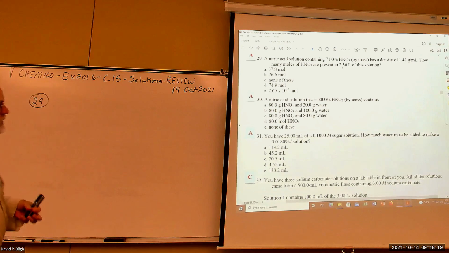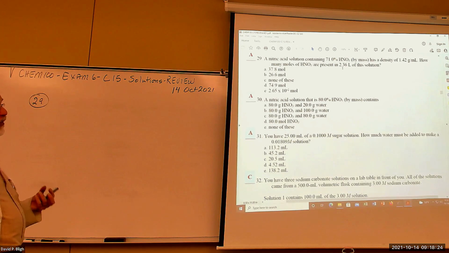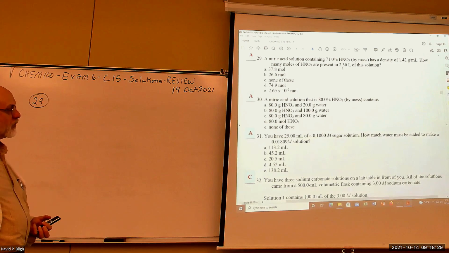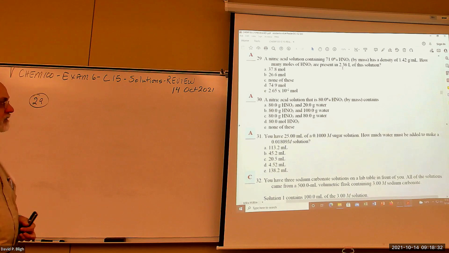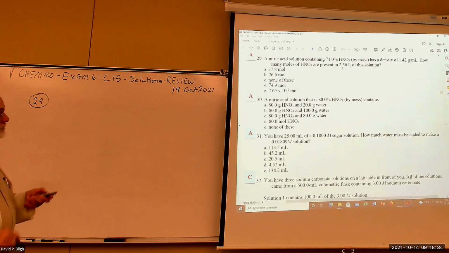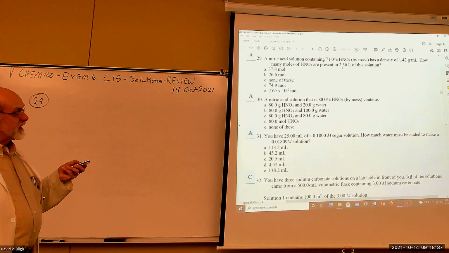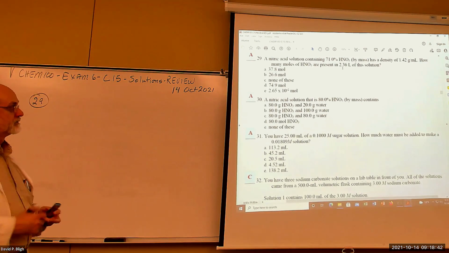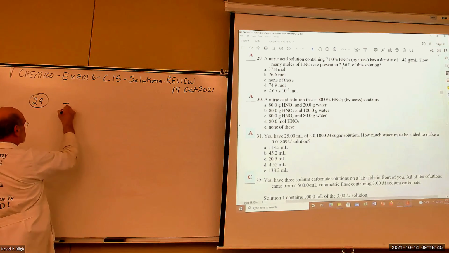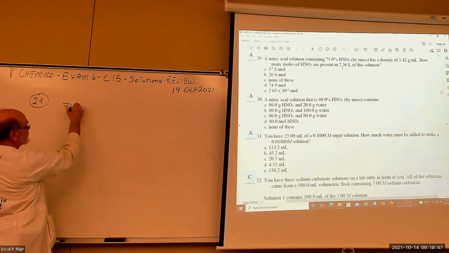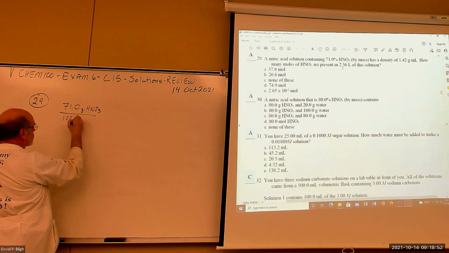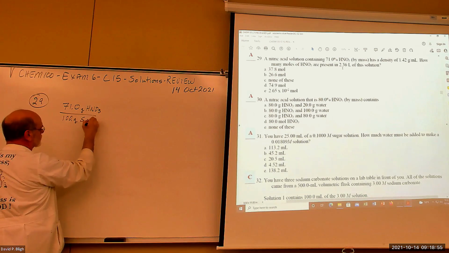A nitric acid solution containing 71% HNO3 by mass has a density of 1.42 grams per milliliter. How many moles of HNO3 are present in 2.36 liters of this solution? Okay, first of all, this means 71 grams per 100 grams of solution. 71.0 grams of HNO3 per 100 grams of solution.